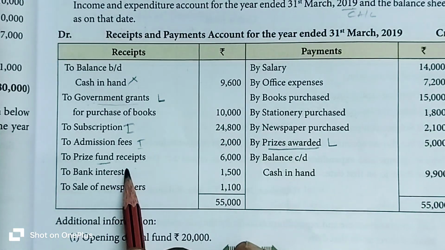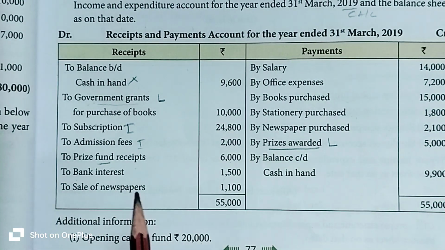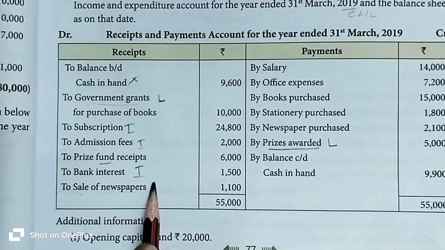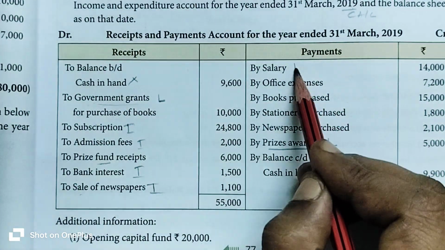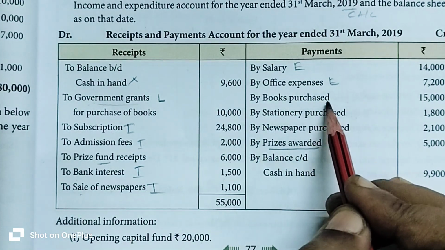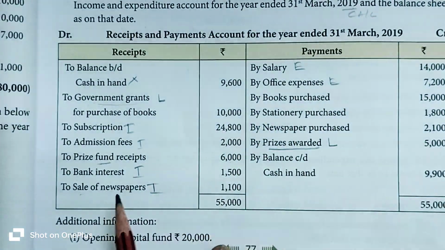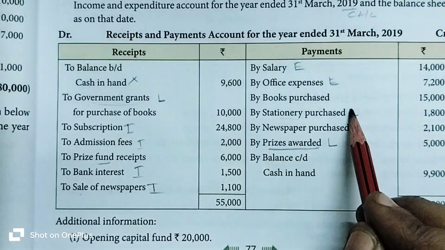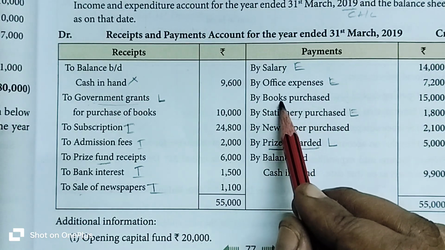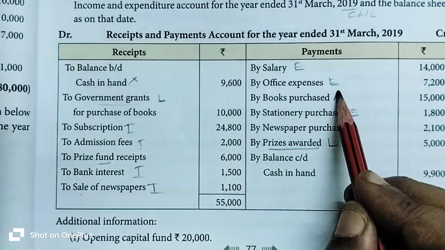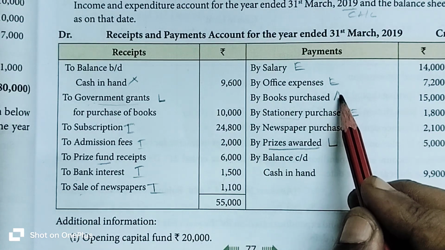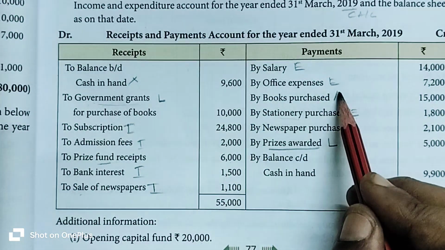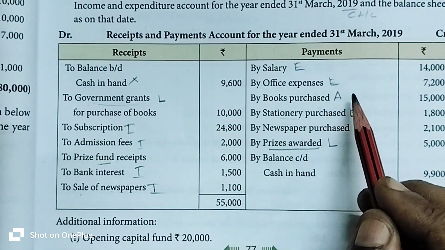Then bank interest. Bank interest is an income, and sale of newspaper. If you made sales, you will receive income. And salary is an expense, office expenses, book purchases. If you purchase stationery, it's a consumable item. Okay, it's an expense. If you purchase books, it will be considered a non-recurring item. Okay, it's not a consumable item, it's a capital item. It will go to the asset side of the balance sheet.